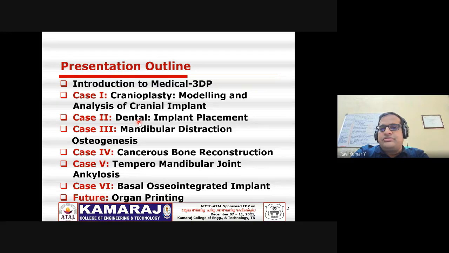Making use of the 3D printing technology, definitely it will enable solving complex surgeries. So then the conventional surgical procedures, wherever you have a difficulty, this technology is always there to solve those complex situations.